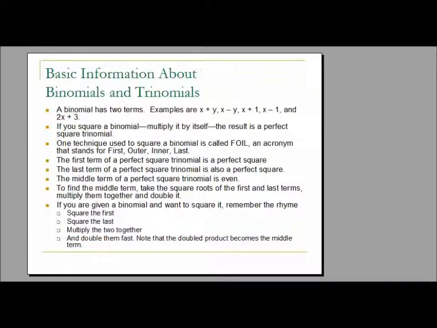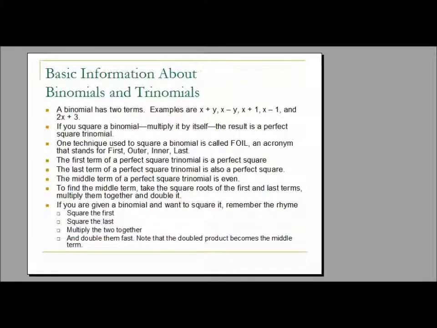Basic information about binomials and trinomials. A binomial has two terms. Examples are x plus y, x minus y, x plus 1, x minus 1, and 2x plus 3. If you square a binomial, multiply it by itself, the result is a perfect square trinomial.